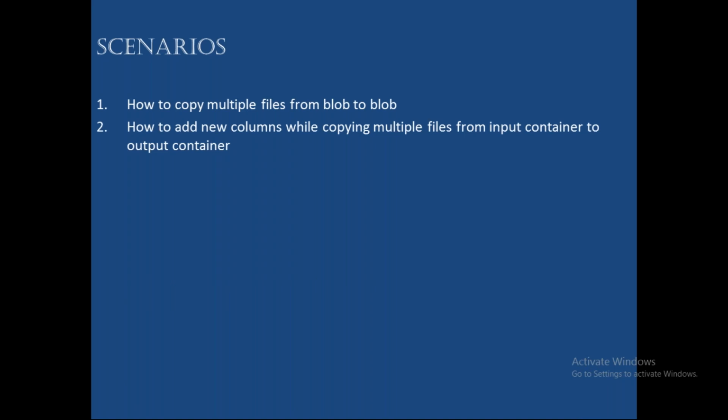Next, we are going to talk about how to add new columns while copying multiple files from the input container to the output container. You have multiple files in your input container. You are going to take all those files from the input container and load them into the output container. When you are loading into the output container, you are going to add the extra column to all these files, and you are going to delete the files from the source, the input container, if the files are successfully copied to the output container.